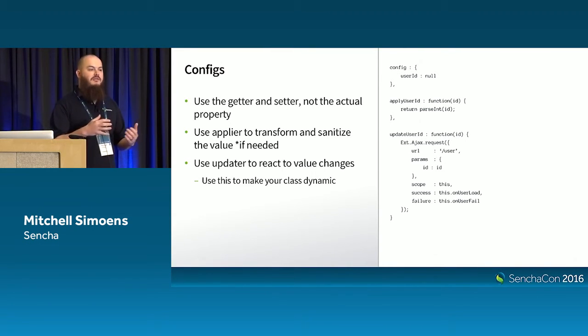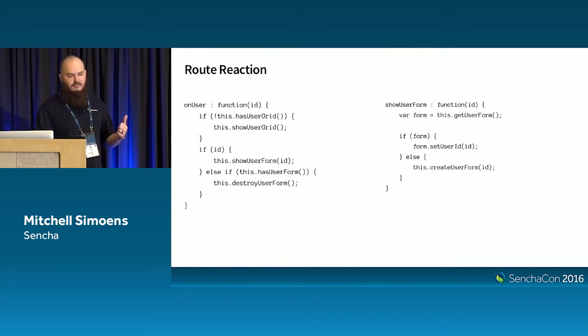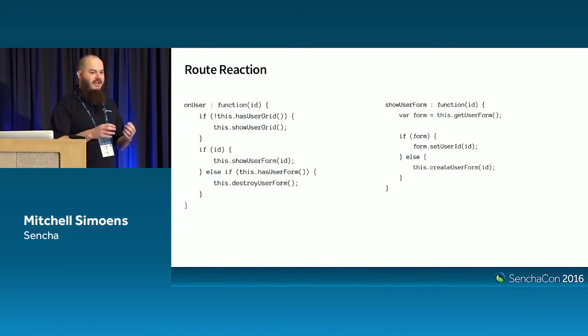For those that haven't used configs, with the applier, you can kind of sanitize it. Maybe you want to create an instance of something and return that instead. The updater is reacting to it, which in this case, I'm loading the user details. This really makes the class dynamic. The reason why I threw this in right after the router is that the hash in the URL bar can be changed at any point. So somebody could actually type in user/123, then later on change that to 456. So we have to handle that, but we don't want to close a window, open up a new window, or leave the old window in there.